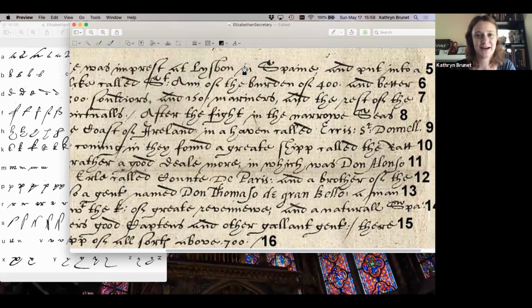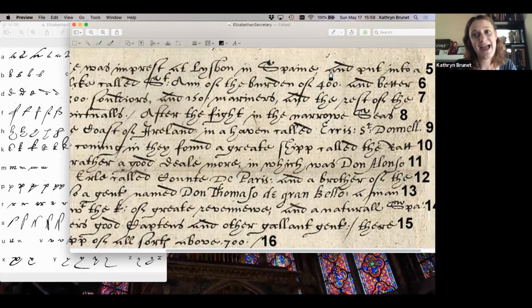I-N, in. And here we have Spain. This is a big capital S, P-A-I-N-E. So here's that flourishy E, spelled Spain with an E. Putting E's on the ends is very common.